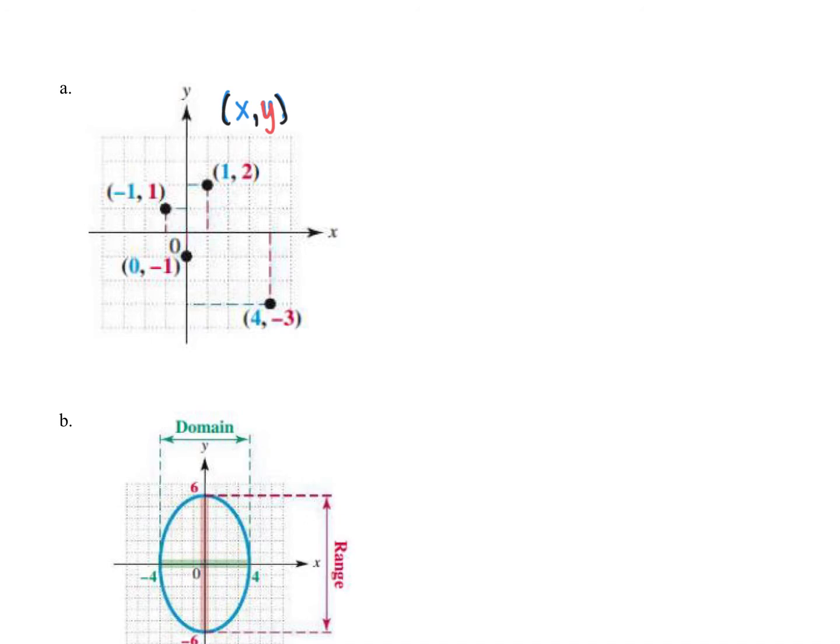So read from the left to the right this way. So my domain is -1, 0, 1, 4. Actually, let me not draw dots. Here's my -1, 0, 1, 4.